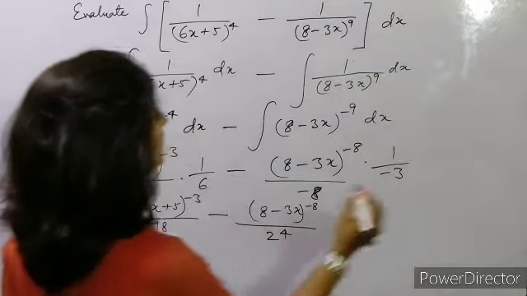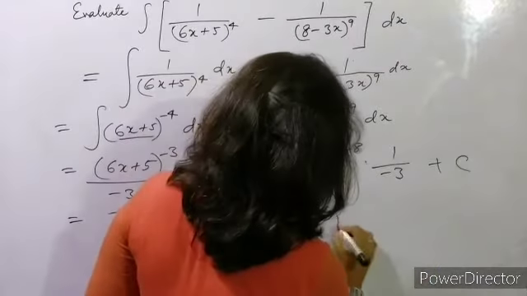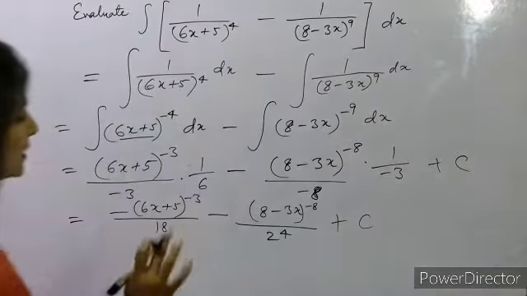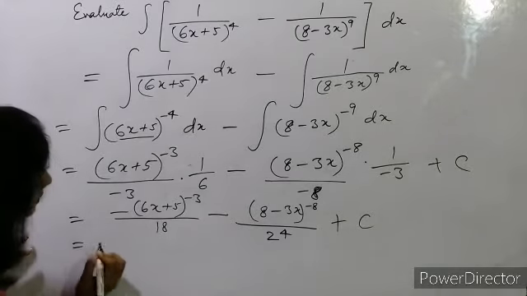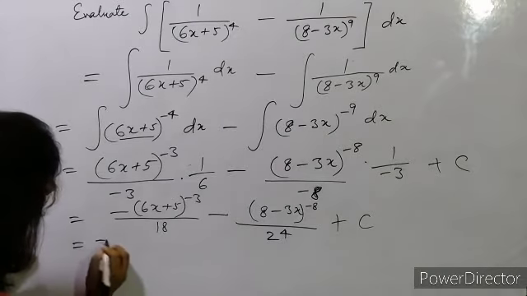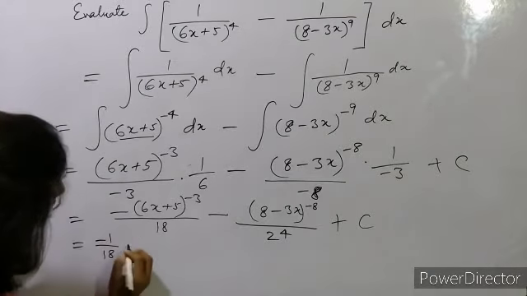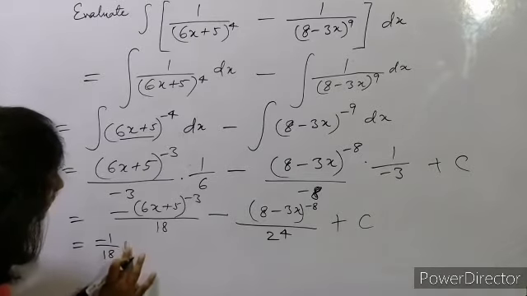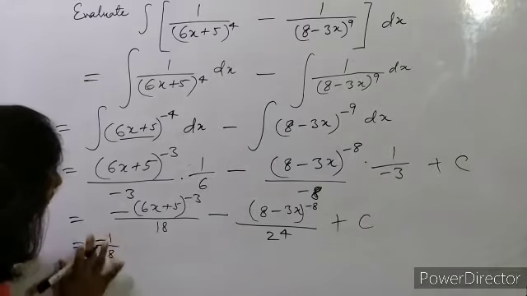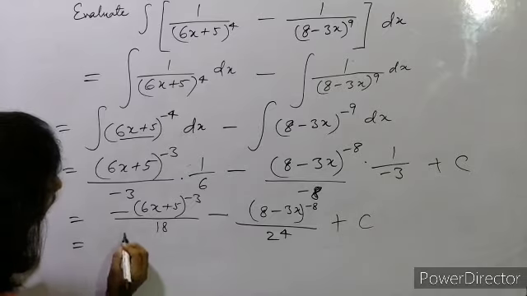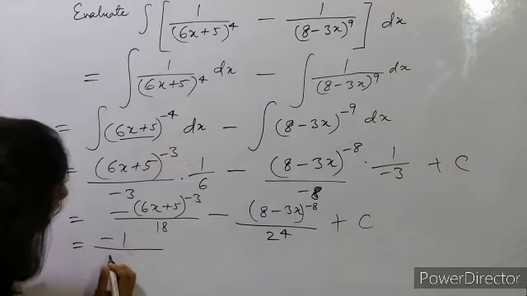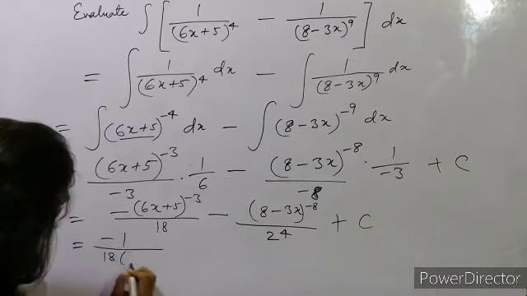Okay, and plus c, so here plus c will write, and simplify we can do, simplify more. -1/18 multiplied by, or we can write like this, -1/18 into 6x plus 5.